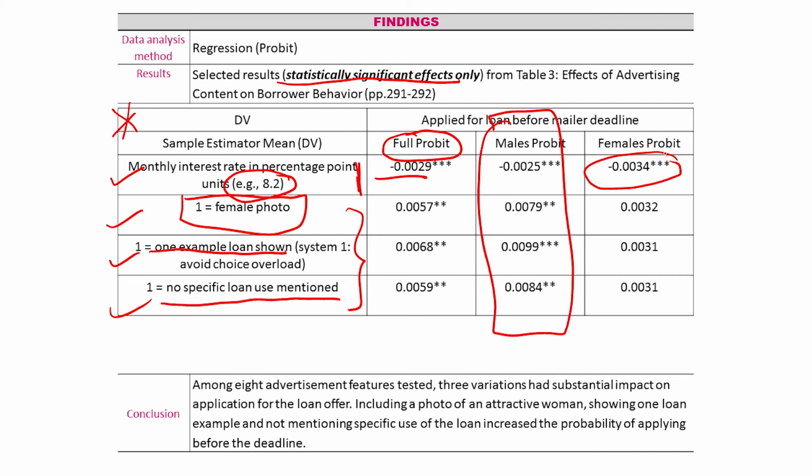So what was the conclusion? Across the 8 advertising features that were tested, 3 variations that we just saw here have a substantial impact on applications for the loan offer, including a photo of an attractive woman, showing one loan example and not mentioning the specific use of the loan increased the probability of applying for that loan before the deadline.